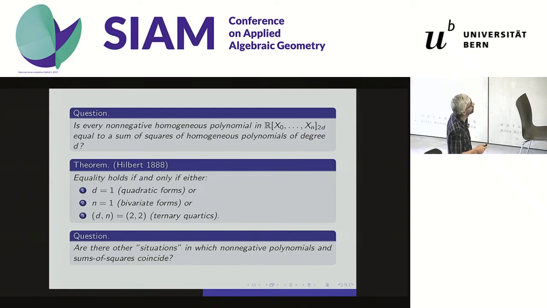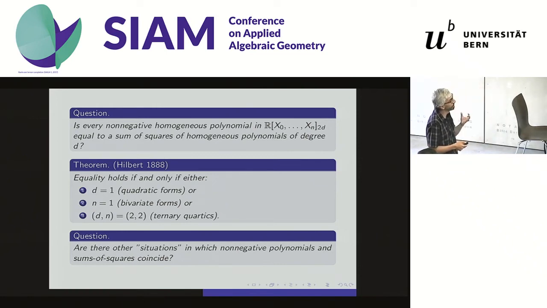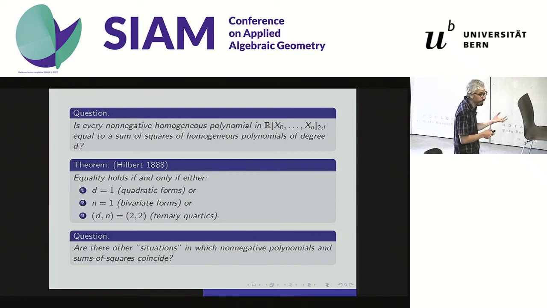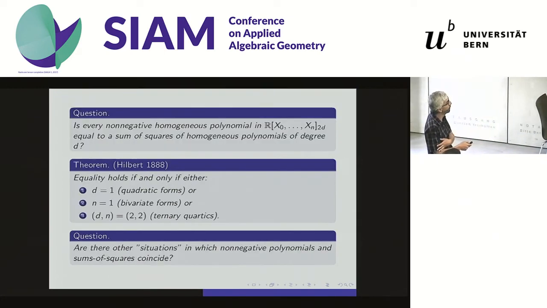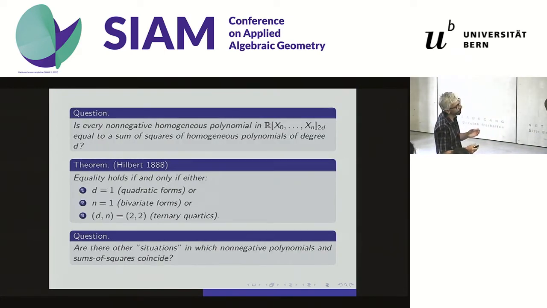If and only if you're thinking of quadratic forms in any number of variables, or bivariate forms of any degree, or in this exceptional case of ternary quartics. And I mean, this is, let's say, good news and bad news. It's good news because in cases where they agree, it means that the alpha SOS that I had here is in fact equal to alpha, so that I can do optimization rather well. And in the cases where it's not, it means that we need different ideas. And those different ideas have been developed. I simply will not talk about them now, but this is something that one can do in practice rather well.